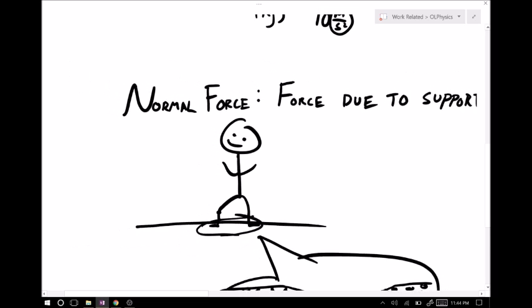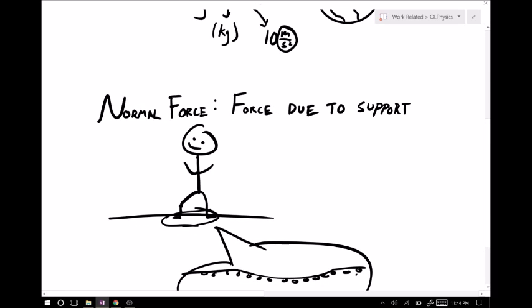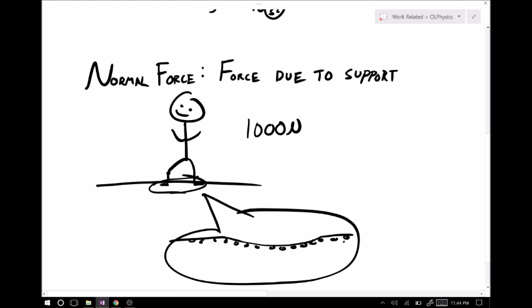So, force due to support. Well, if the weight of the Earth, the weight that you have due to the force that the Earth is pulling on you, right? Let's say you have a weight of, I don't know, 1,000 kilograms or 1,000 newtons, right? Well, if the ground is supporting you with 1,000 newtons, you're pulling down on it. The Earth is pulling you down. You're applying a force of 2,000 newtons downwards.